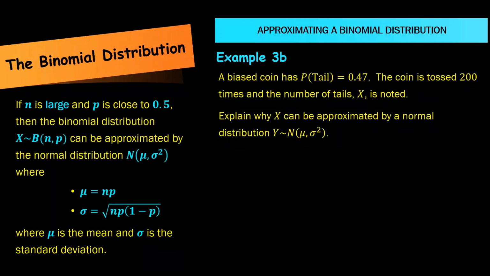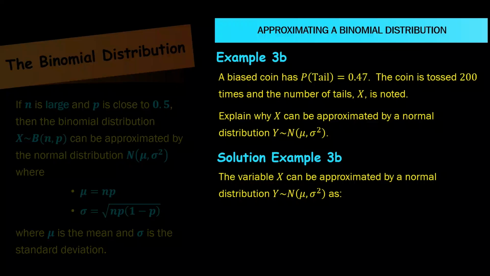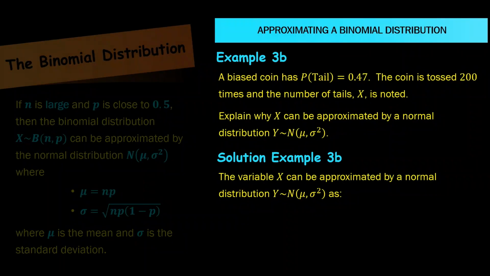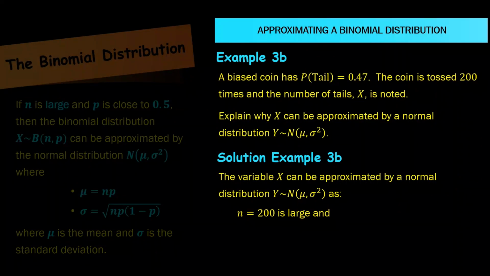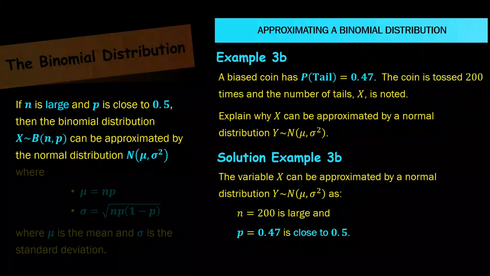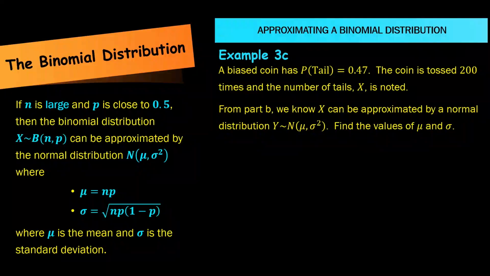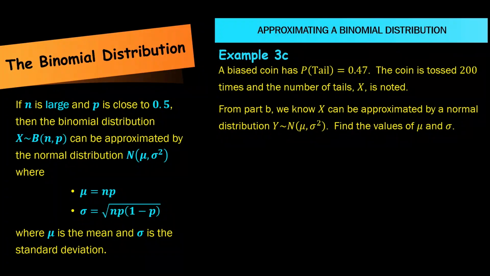So let's solve this. The variable x can be approximated by a normal distribution y, distributed normally with mean mu and variance sigma squared, because n equals 200 is large and p equals 0.47 is close to 0.5. Now for part C. From part B, we know that x can be approximated by a normal distribution. Find the values of the mean and the standard deviation.